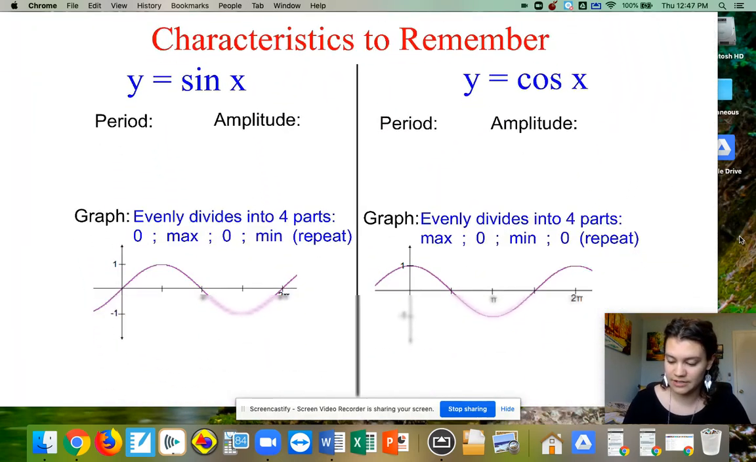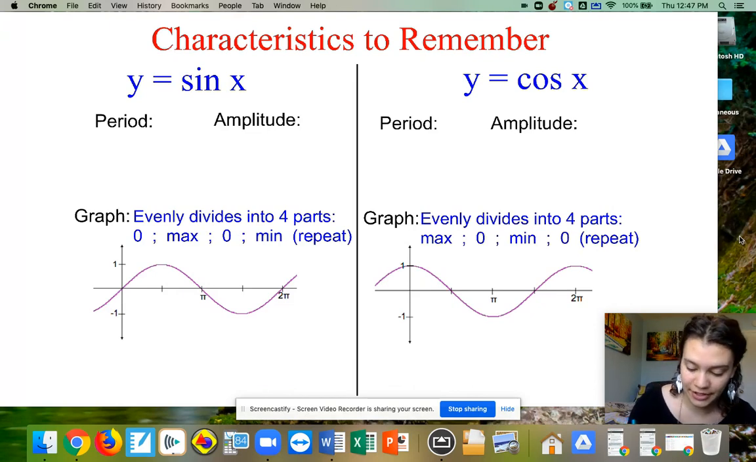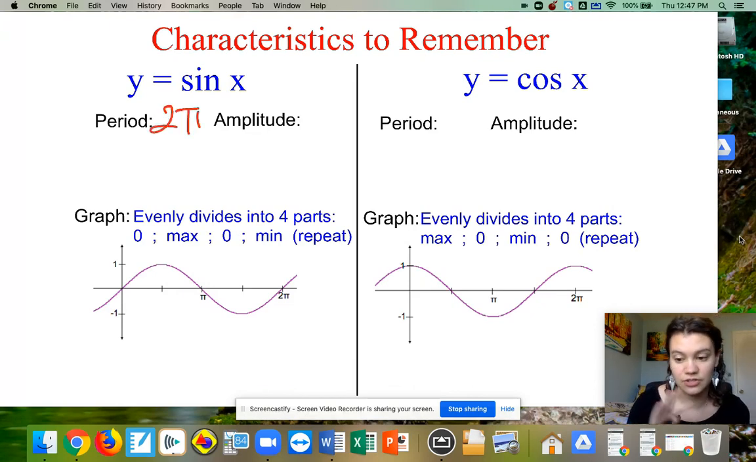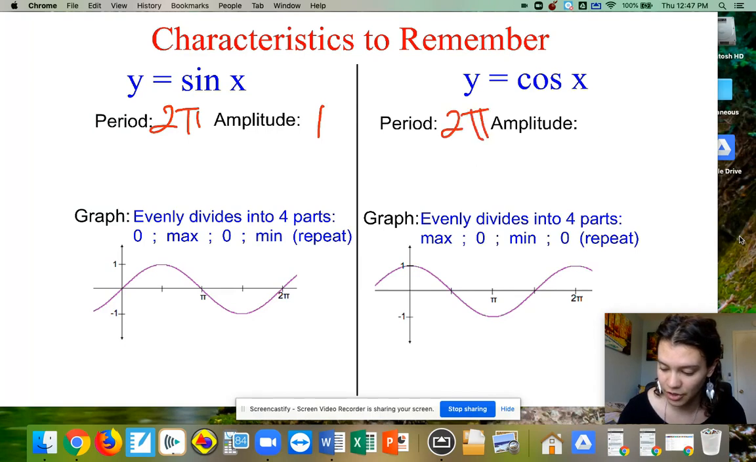All right, so sines and cosines and things to remember about them. For sine, your period is 2 pi standard unless you do some sort of transformation to it, and the amplitude is 1, again, unless you do some sort of transformation. So it can change, but the standard, basic version is 2 pi and 1, and the same for cosine.